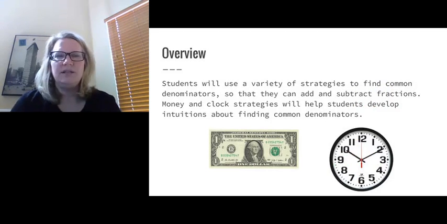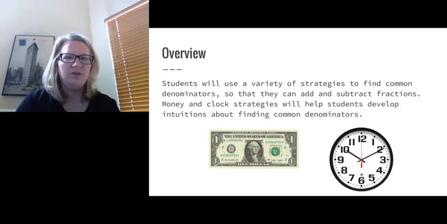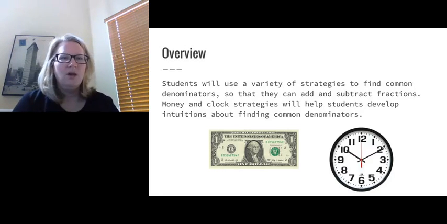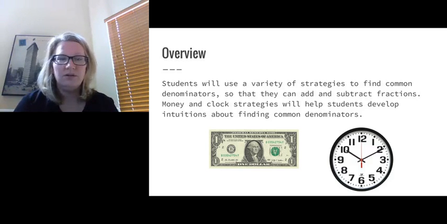The overview for this lesson in Unit 2 is students will use a variety of strategies to find common denominators so that they can add and subtract fractions. Money and clock strategies will help students develop intuitions about finding common denominators. So just to think ahead, to begin with the end in mind, we will be using money, thinking of it out of 100. So if there's 100, and if you had 50 cents, it'd be 50 out of 100. And thinking of clocks, with the whole being out of 60, we're going to just solve some basic fractions and finding, adding and subtracting fractions using these two strategies.